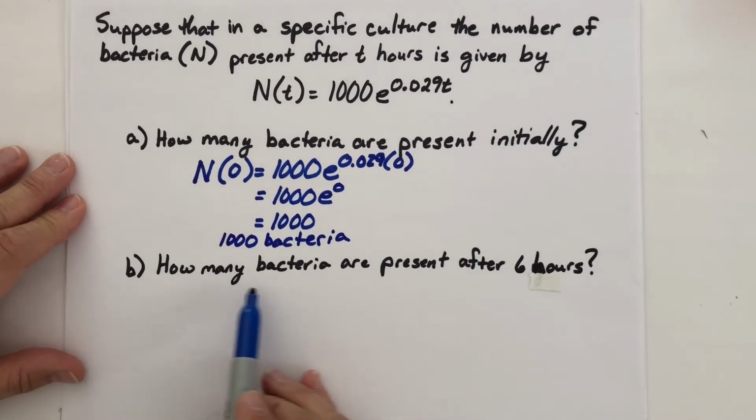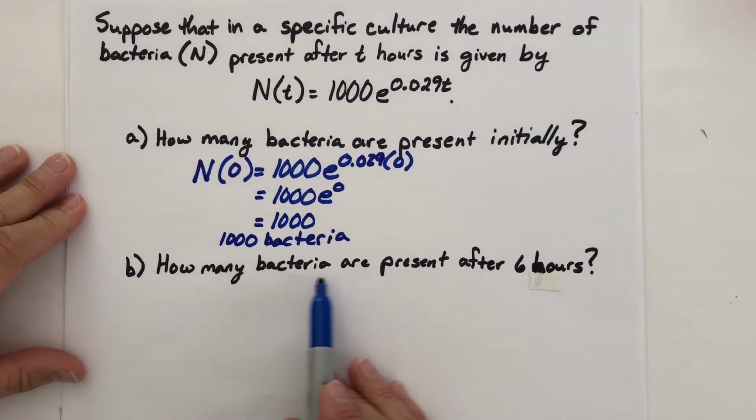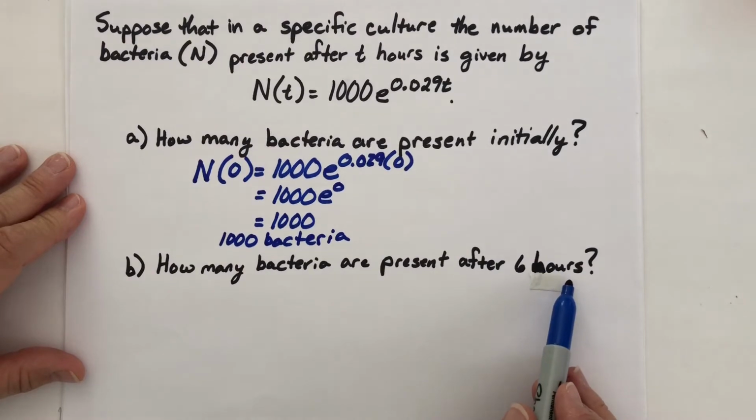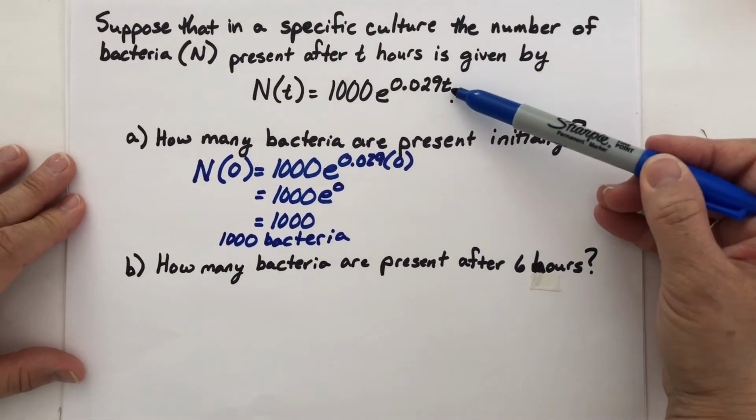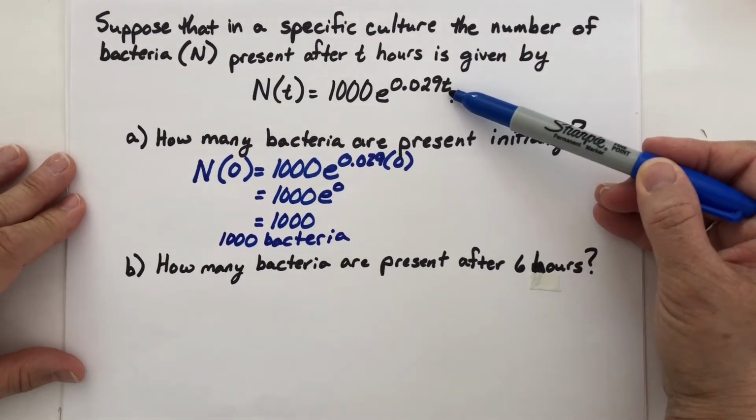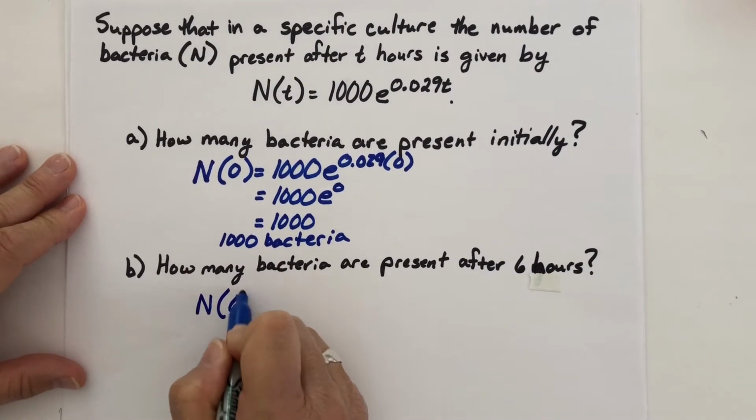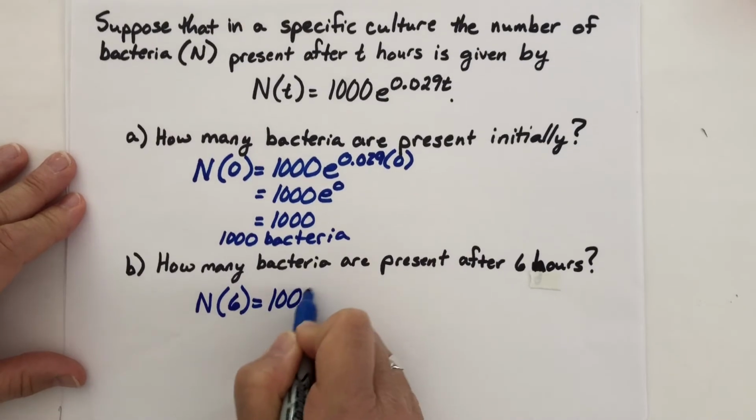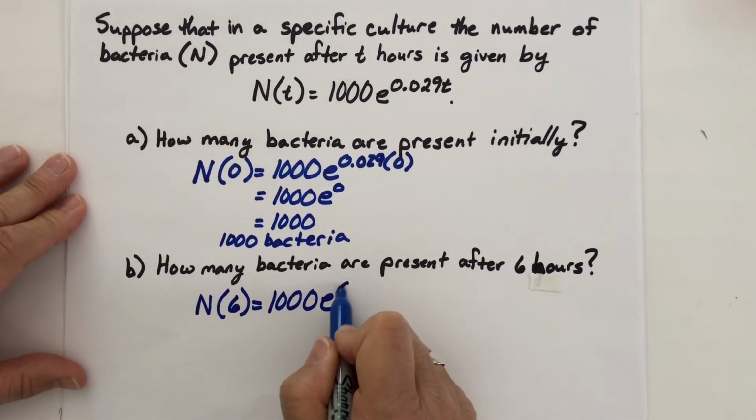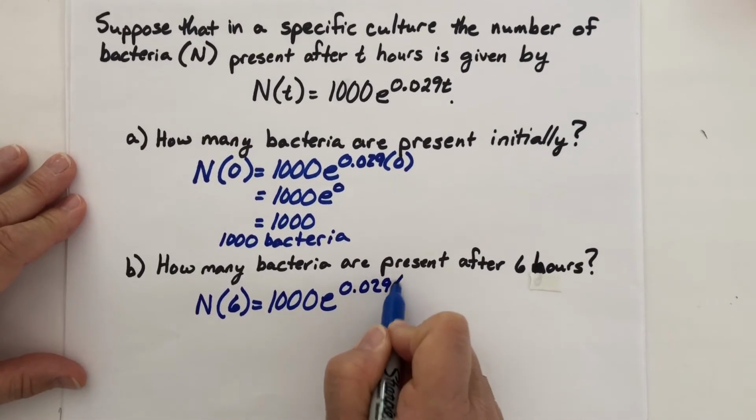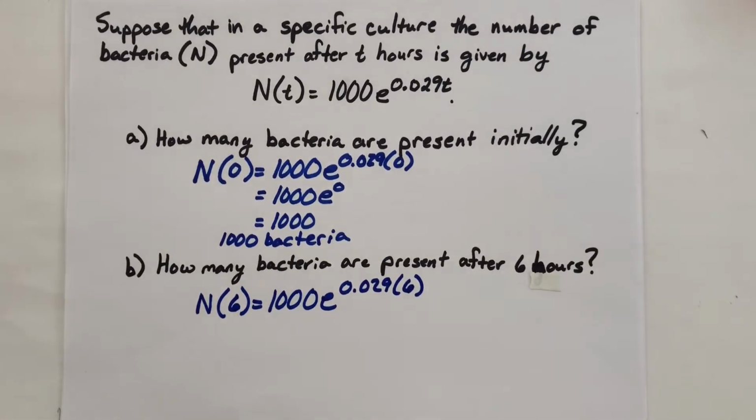And now let's do part B. How many bacteria are present after 6 hours? So we're going to substitute 6 into this function. So n of 6. And this is just a nice calculator problem. e to the 0.029 times 6. So grab your calculator and we'll punch that in.